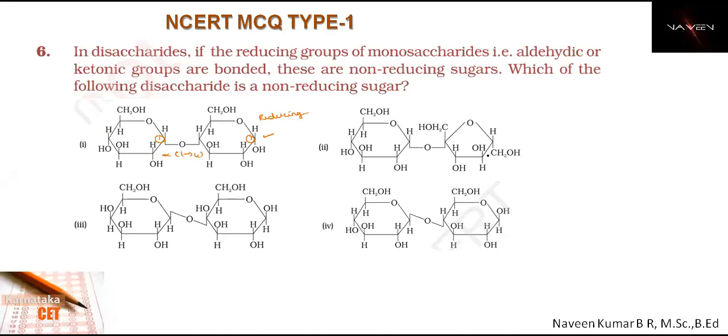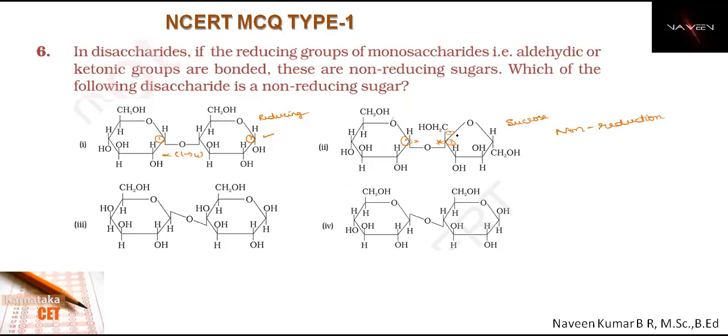So if we observe the second structure, the first one is glucose. This is the anomeric carbon atom. If we consider this, this is the first carbon and this is the second carbon. Again, this is the anomeric carbon. It represents the structure of sucrose. And we know that sucrose is the only non-reducing sugar, because both the anomeric carbon atoms of the combining monosaccharides are involved in the glycosidic linkage.